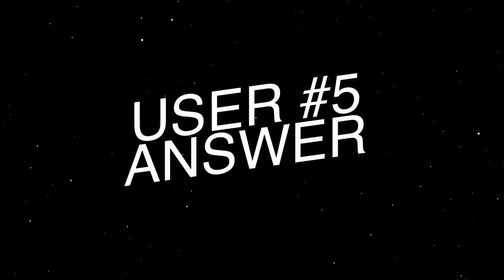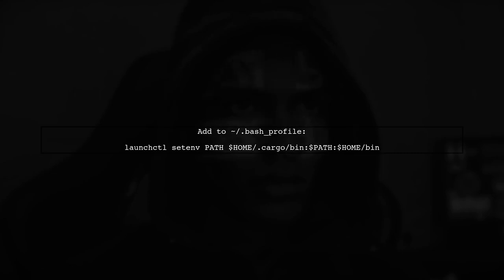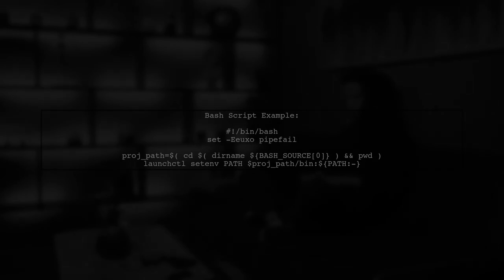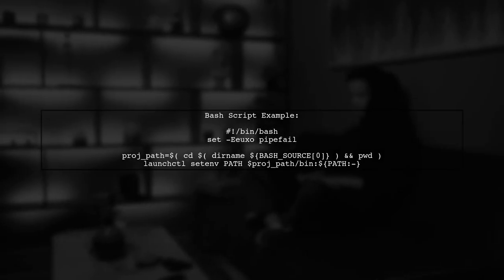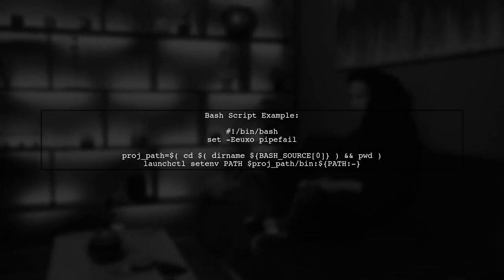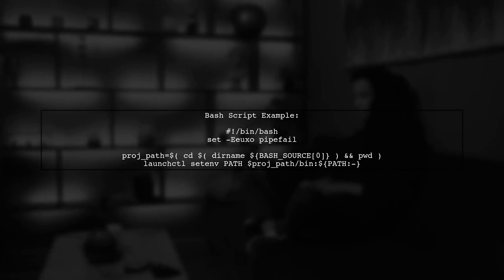Let's now look at another user-suggested answer. To set the global path environment variable in Visual Studio Code, you can add a line to your .bash_profile. Alternatively, you can run a bash script when needed to set the path dynamically.